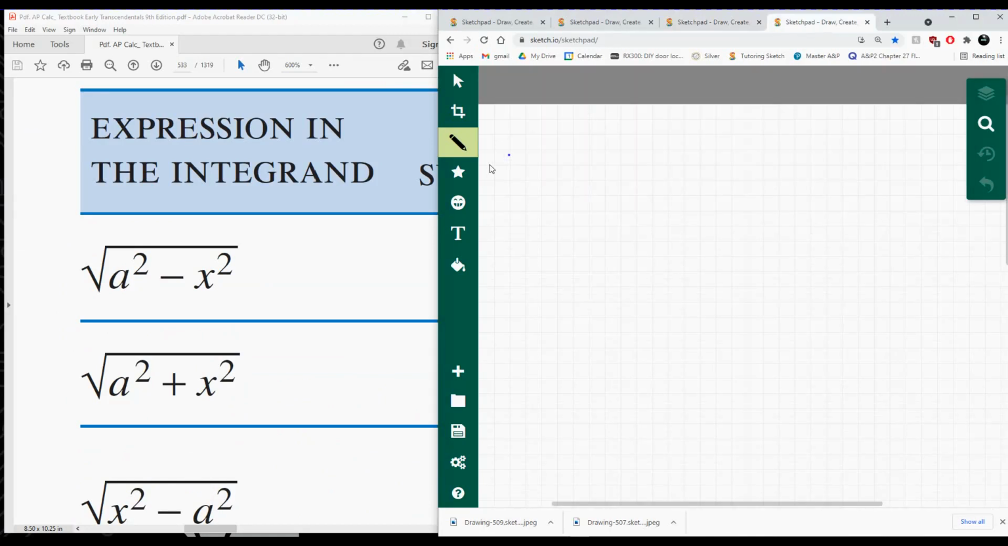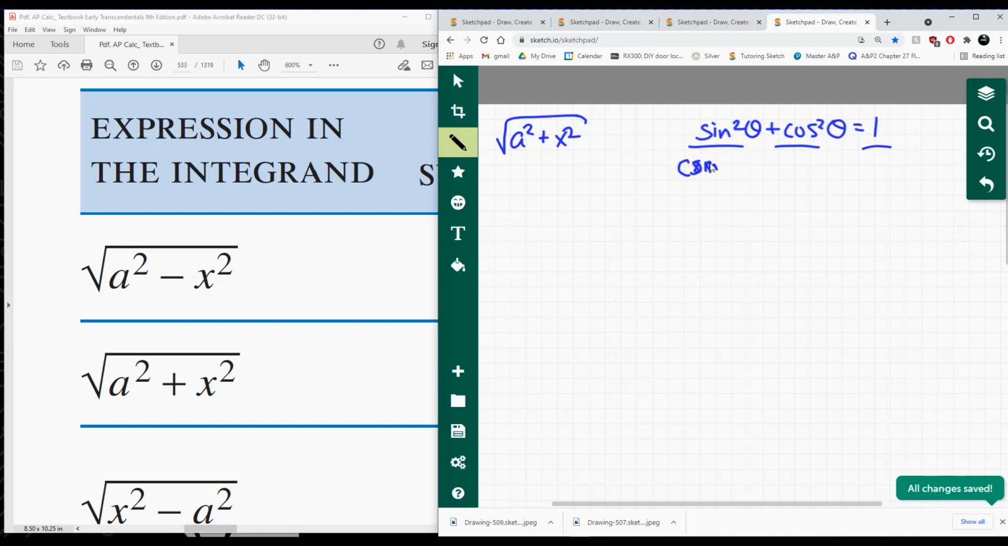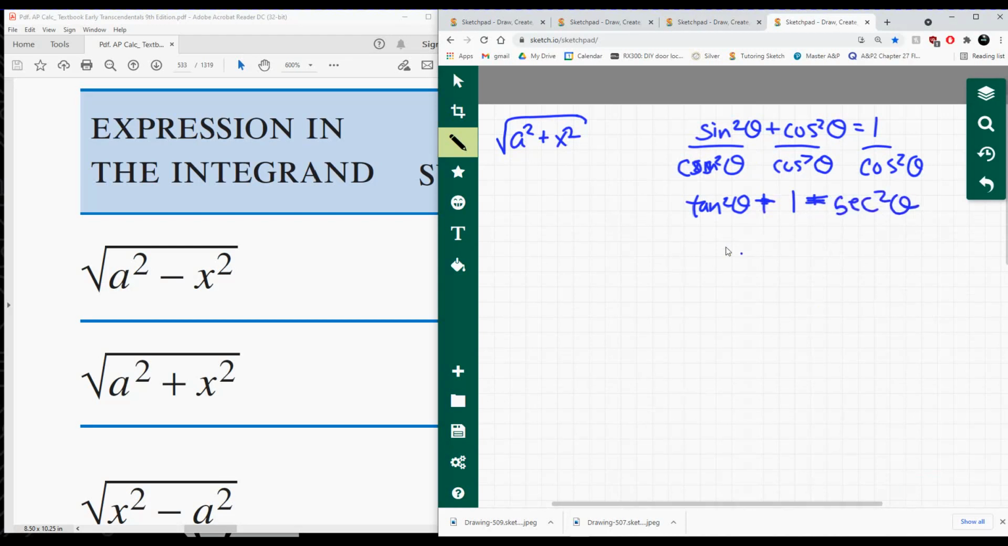So what shall we do in the case where we have square root of a squared plus x squared? Well, if you recall, suppose that we have our trig identity sine squared theta plus cosine squared theta is equal to 1. And if I were to divide everything by sine squared, let's do cosine squared theta. The result that I will get will be that tangent squared theta plus 1 will be equal to secant squared theta. And most likely what we will do is we will set the x equal to tangent theta.